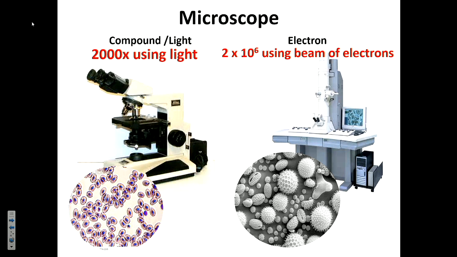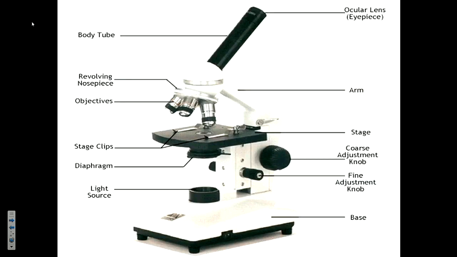Your electron microscope, if you look at that picture down at the bottom, the amount of detail that you can see with electron microscopes is phenomenal. It's 2 million times compared to the compound light microscope. The reason why it's like that is because the electron microscope uses beams of electrons instead of light. The compound light microscope just uses light, and the maximum magnification that we see with that is 2,000 times.